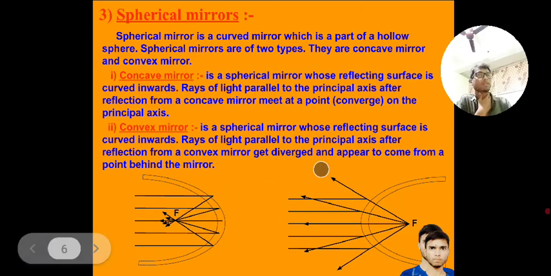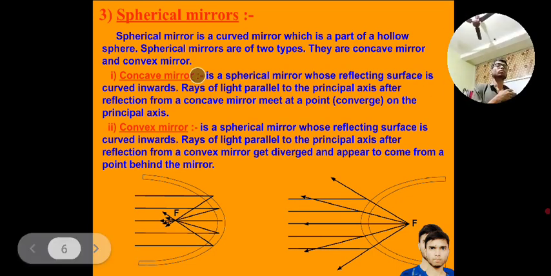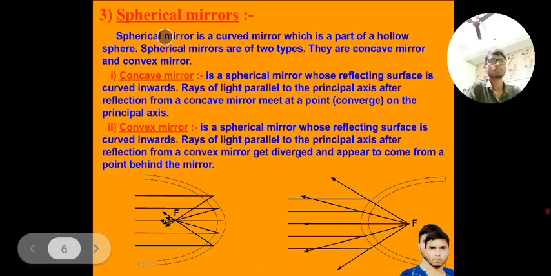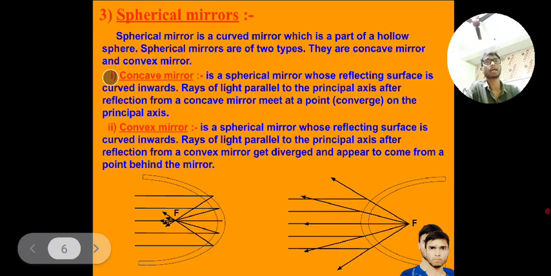Now next we have spherical mirrors. From a spherical mirror, we will take two kinds of mirror. First of all, let's see what a spherical mirror is. This is important to understand how it looks. A spherical mirror is a curved mirror, which is a part of a hollow sphere. Spherical mirrors are of two types: concave mirror and convex mirror.